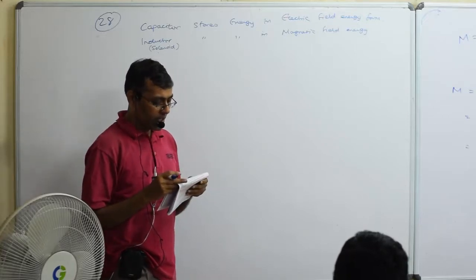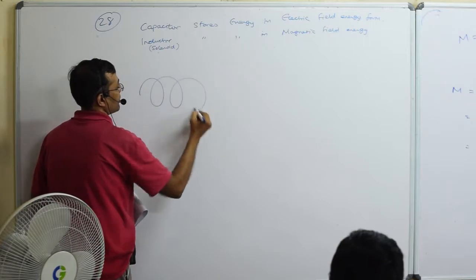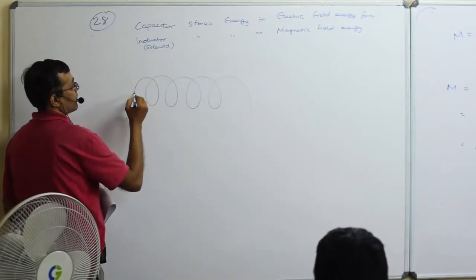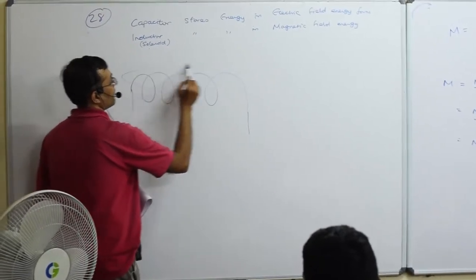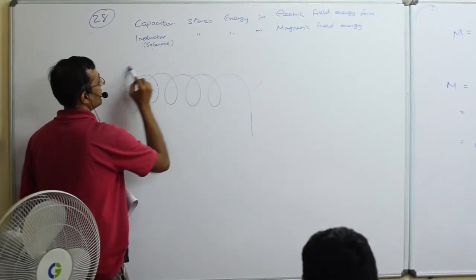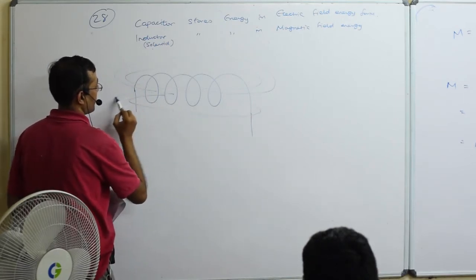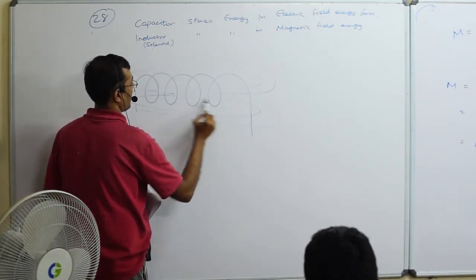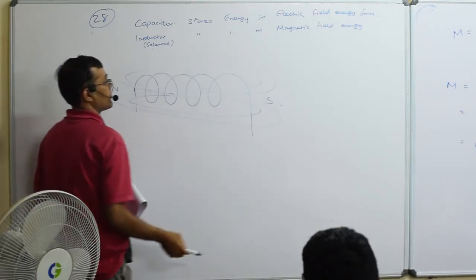Is this energy recovered back? If so, when? So I can show you. This is the inductor, the solenoid, right? So what did we say about the magnetic field? As I flow the current, there is going to be some magnetic field around this. Let's say this is north and this is south, something like this.